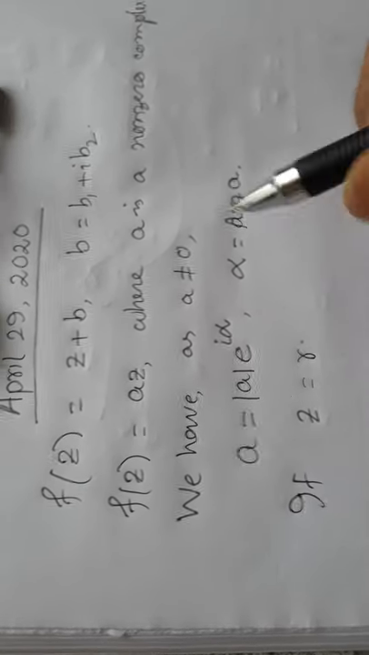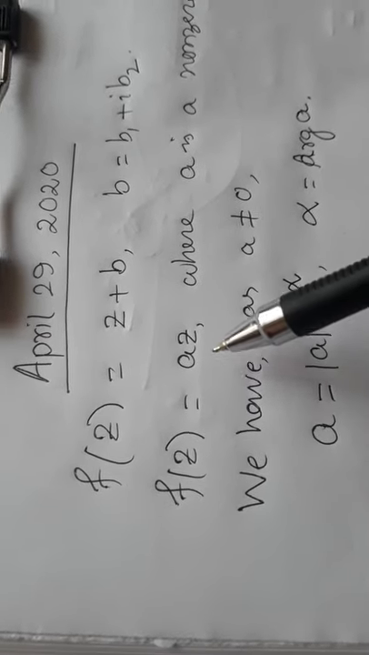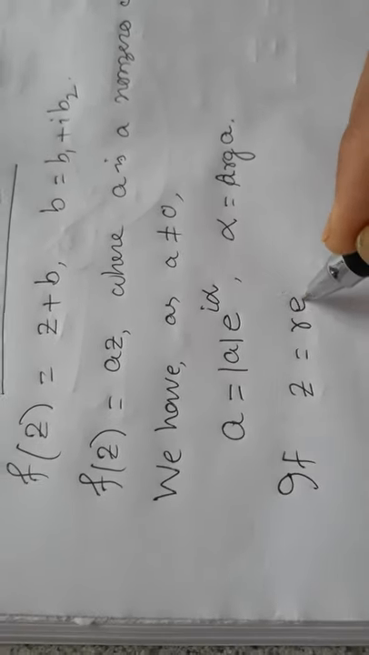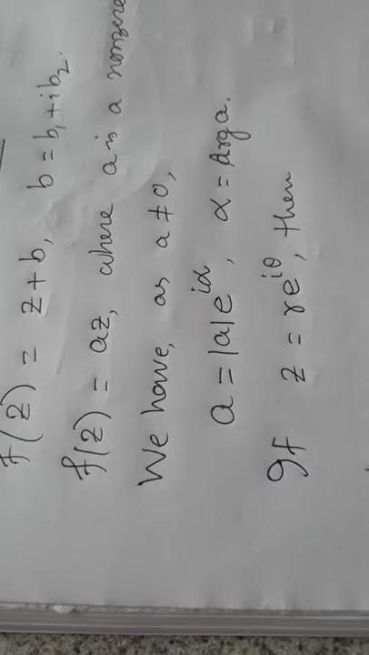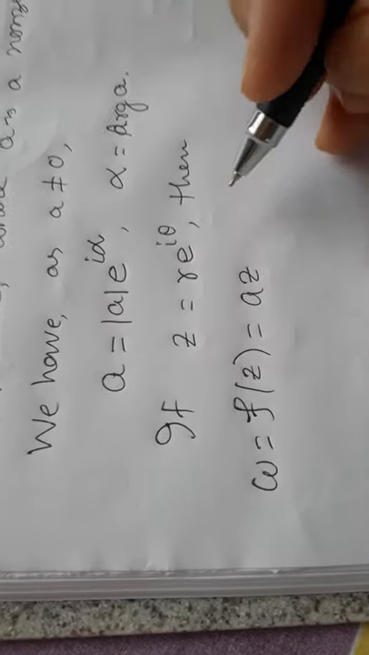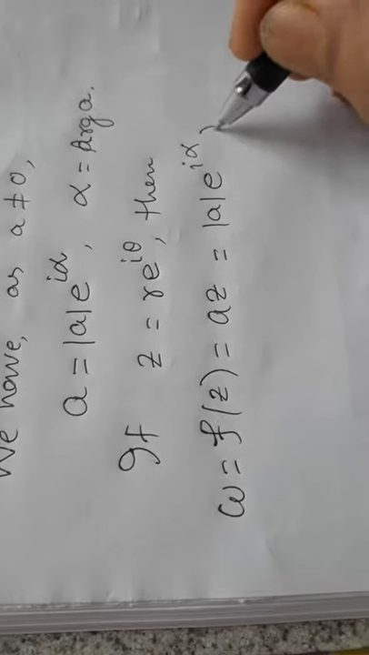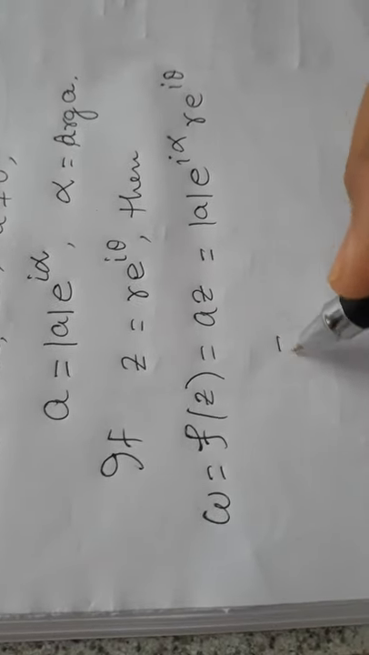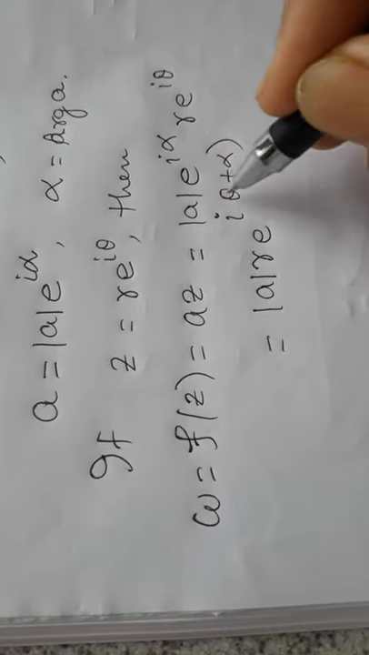And remember that z is also not zero, because if z is zero, then f(z) equal to zero, which is the constant zero transformation. So that is not very interesting. So we just consider z equal to r e to the power i theta. Then f(z) equal to az. So this is your w transformation. This becomes modulus of a e to the power i alpha times r e to the power i theta, and that is nothing but modulus of a times r, e to the i (theta plus alpha).